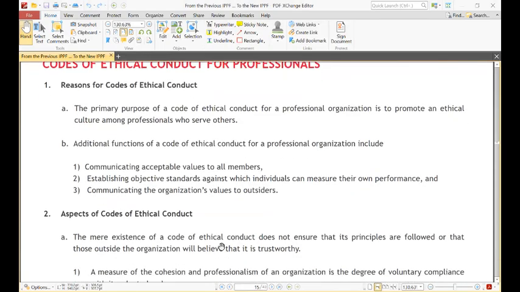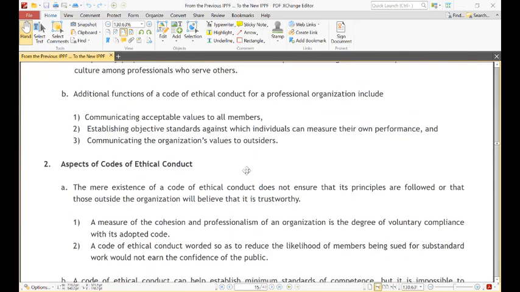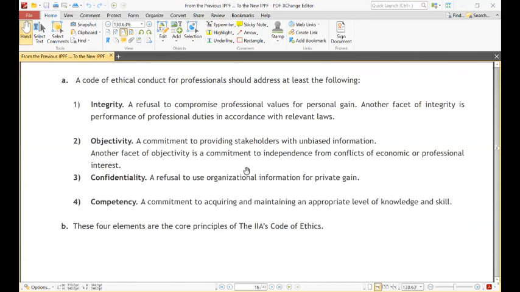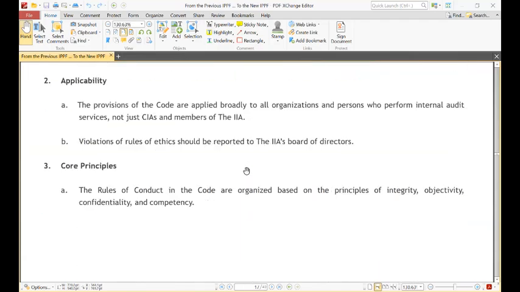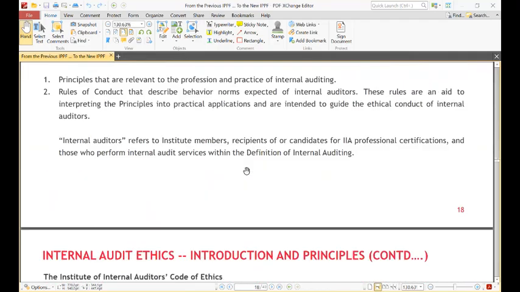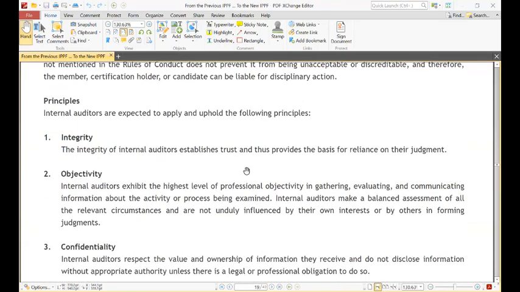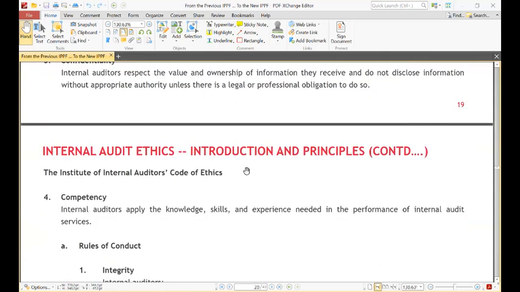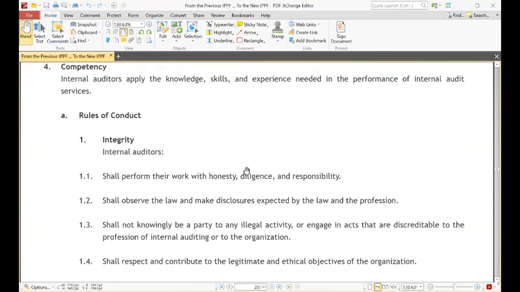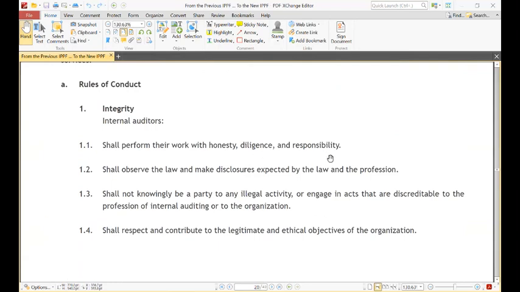Can you see this, communicating values to members within the organization and outside the organization? Integrity, a refusal to act in accordance with the relevant law, is another facet of integrity. Four principles. Integrity, the first one: shall perform their work with honesty, diligence, and responsibility. Observe the law, not knowingly be party to any illegal activity. Respect and contribute towards the legitimate and ethical objectives of the organization, not unethical and illegitimate.